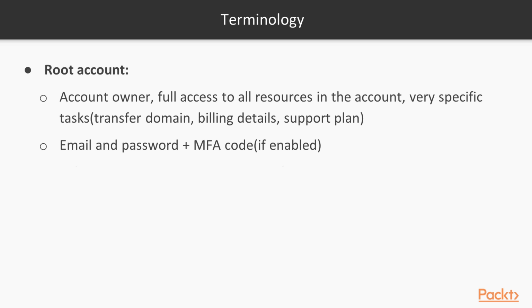The first time we access the AWS console, we use a username and password. In this case, it's an email address and a password. The root account is the account owner, has full access to everything in the account, and is also the only user that can perform very specific tasks like transferring a domain, changing billing details, or changing the support plan. Also from the root account, you can change the security contact or billing contact, among other tasks, but these are the most important.